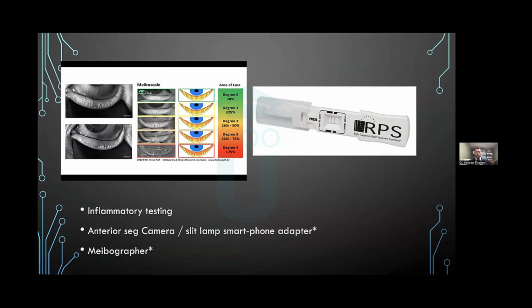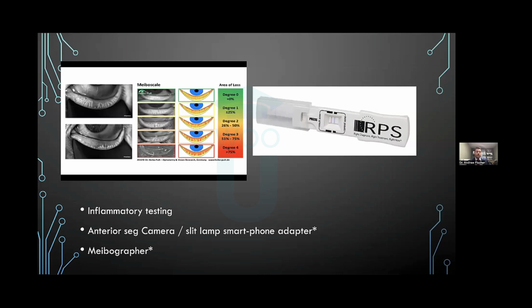I also, like I mentioned earlier, like to use anterior segment cameras. And if you don't have one already, if you have an old iPhone or smartphone laying around, you can get an adapter for a slit lamp for $20 or $30. And again, I think pictures speak 1,000 words, because if you can show that patient what you're seeing on their eye, it really helps them also buy in, especially in those asymptomatic patients.